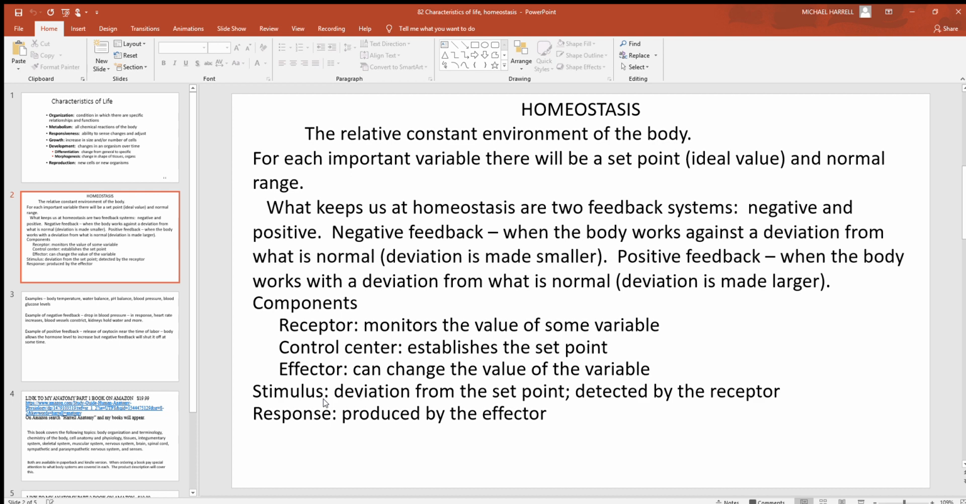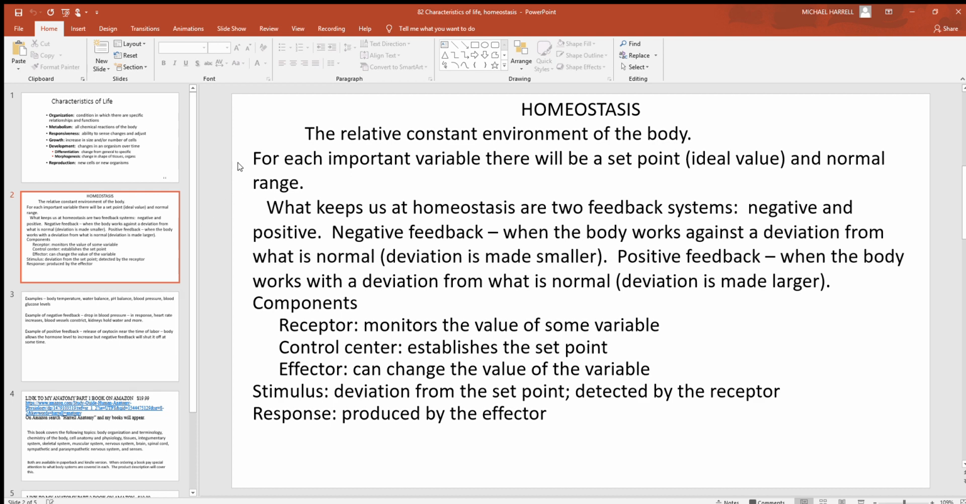Think about things like your body temperature, water balance, blood sugar levels, whatever. If any of those variables get away from an ideal set point very much for very long, you're not going to live. So we've got to maintain this relative constant environment inside our body. We want to function normally.